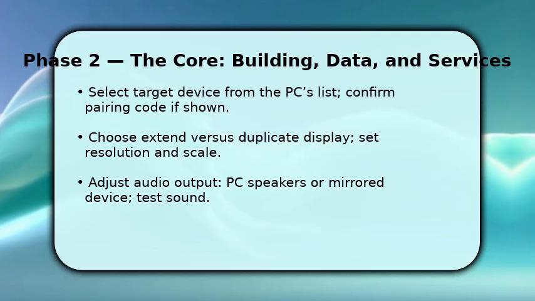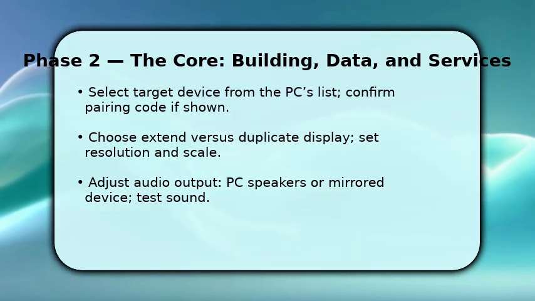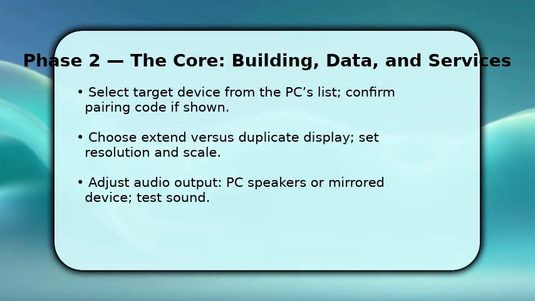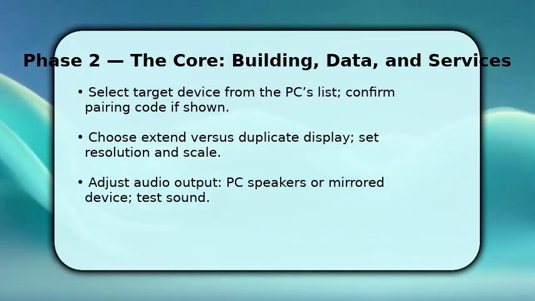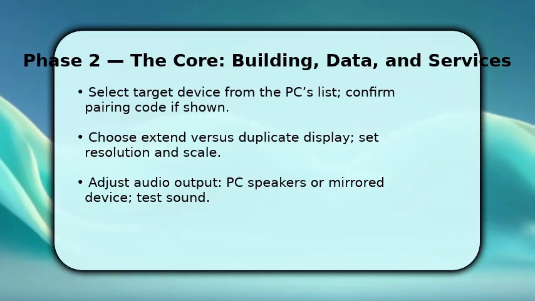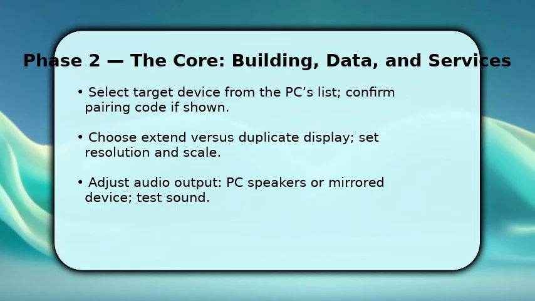After connection, decide whether to duplicate the screen or extend the desktop, because that affects window placement and performance. Then open display settings to set resolution and scaling so text is readable and windows fit. Also route audio explicitly to the mirrored device if you want sound there. Test with a short video to validate display and audio sync.